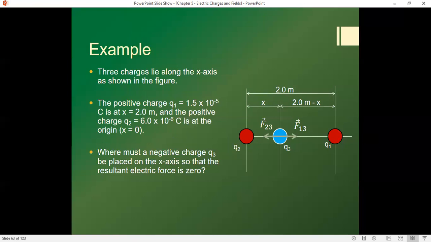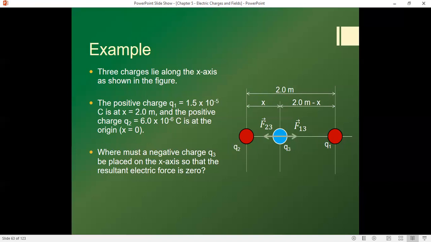Okay, so the question is, where must a negative charge Q3 be placed on the x axis such that the resultant electric force is 0? Okay, now here's an important point. Q3 can be anything. Q3 can be any size charge because it's going to be proportionally pulled for its distance and the charge of Q1 the same as Q2 pulls. Okay, so I want to find out that distance.